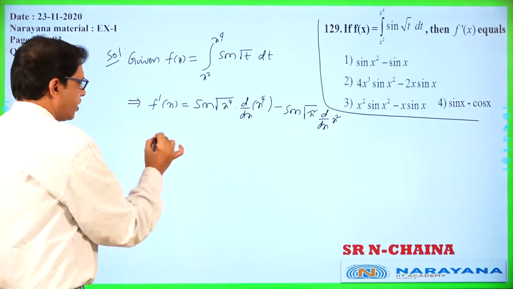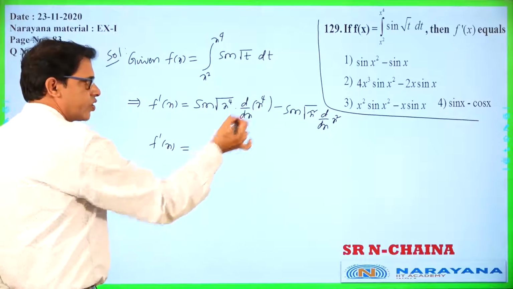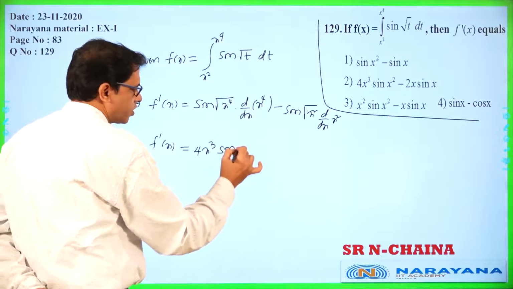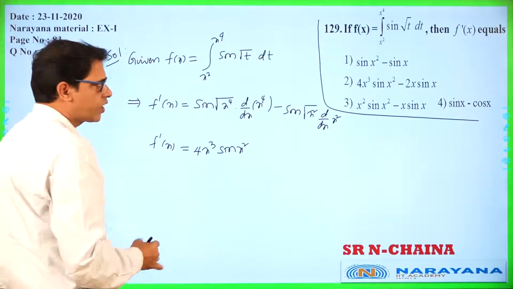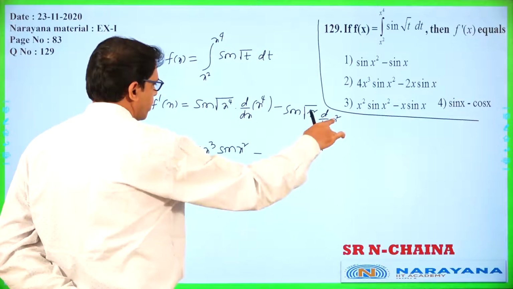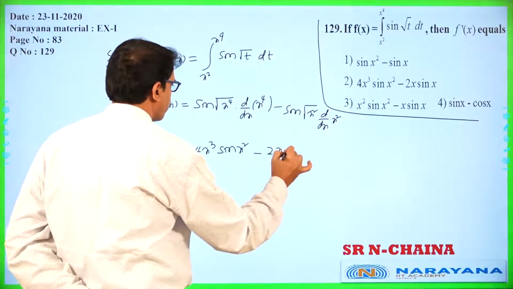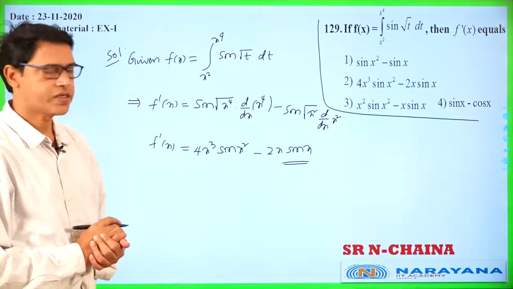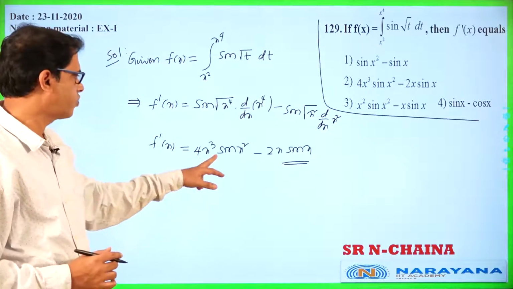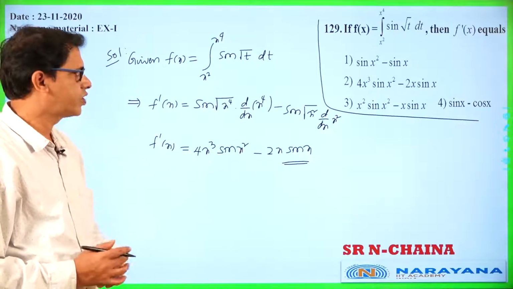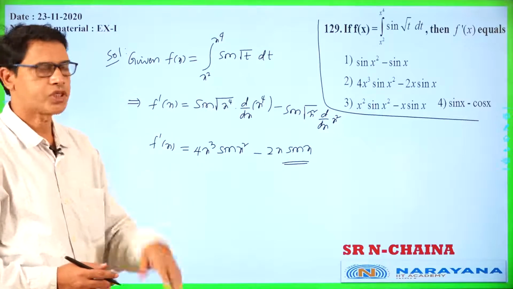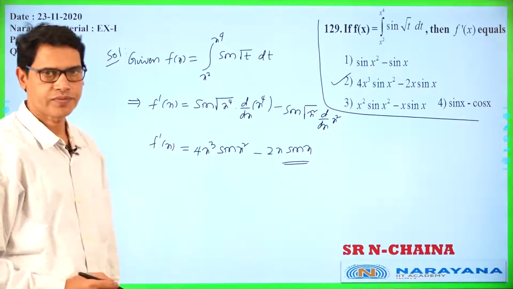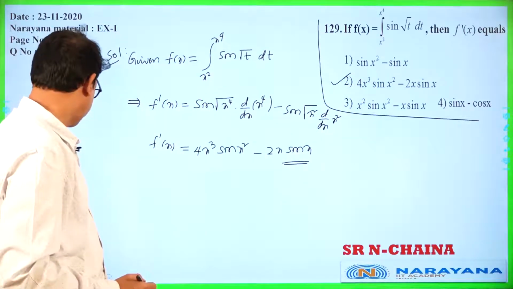That implies the f dash of x value. The derivative of x to the power 4 is 4x cube. It is nothing but sine of x square minus, here the derivative of x square is 2x, so it is sin x. That is the required value of f dash of x. So f dash of x equals 4x cube sine of x square minus 2x into sin x. Just an application of the Leibniz rule, which means option 2, the second option. Okay, next one.